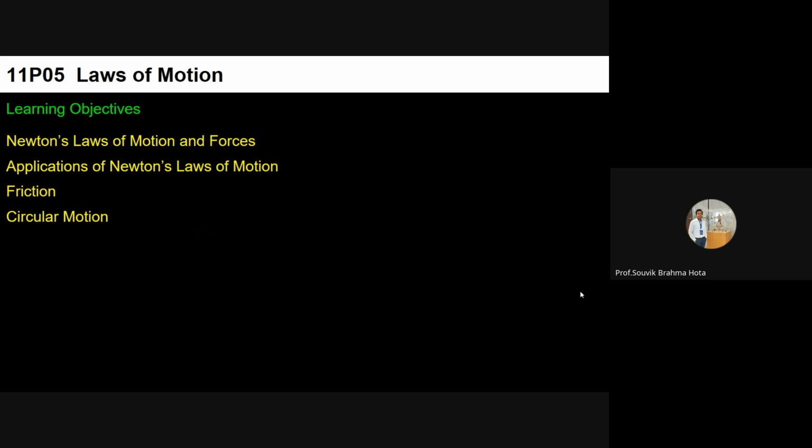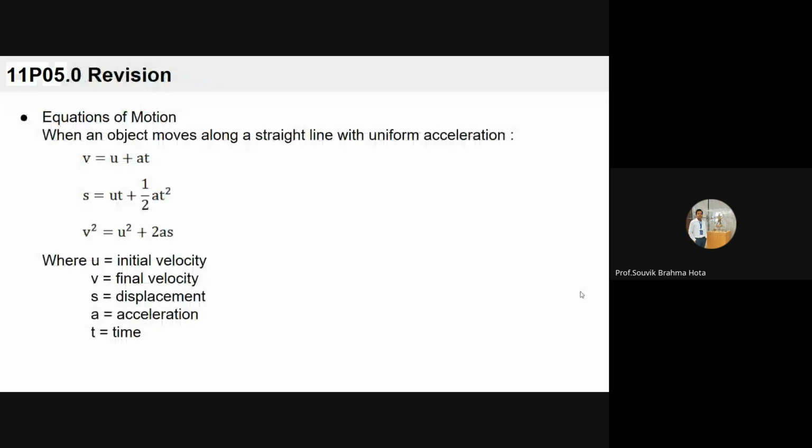Newton's laws of motion and forces, application of Newton's laws of motion, friction, circular motion. Now let's revise some initial things that we have learned in 1D motion. First is the equations of motion. These three equations of motion are there when an object moves along a straight line with uniform acceleration. You have v is equal to u plus at, s is equal to ut plus half at square, v square is equal to u square plus 2as, where u is initial velocity, v is final velocity, s is displacement, a is acceleration, t is time.